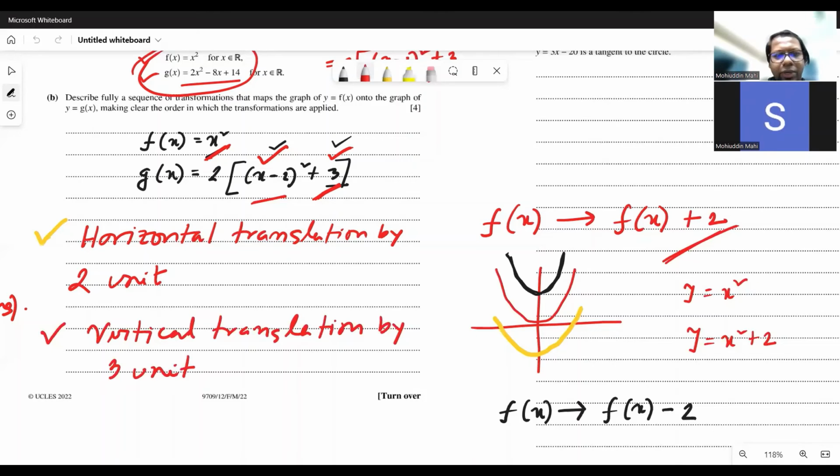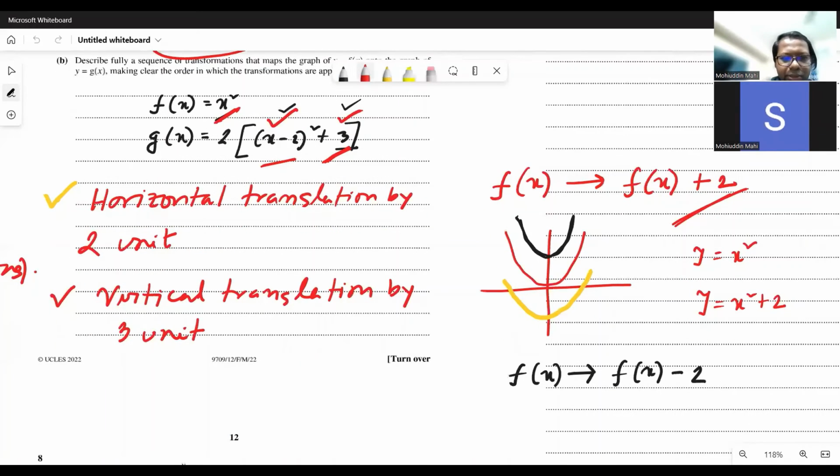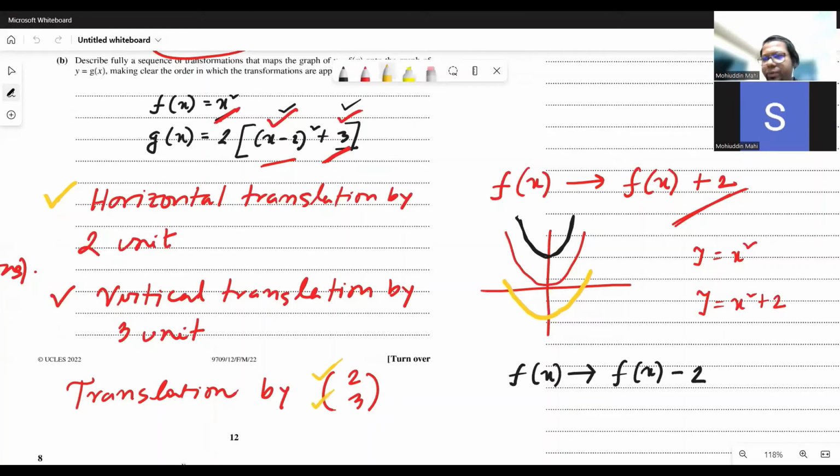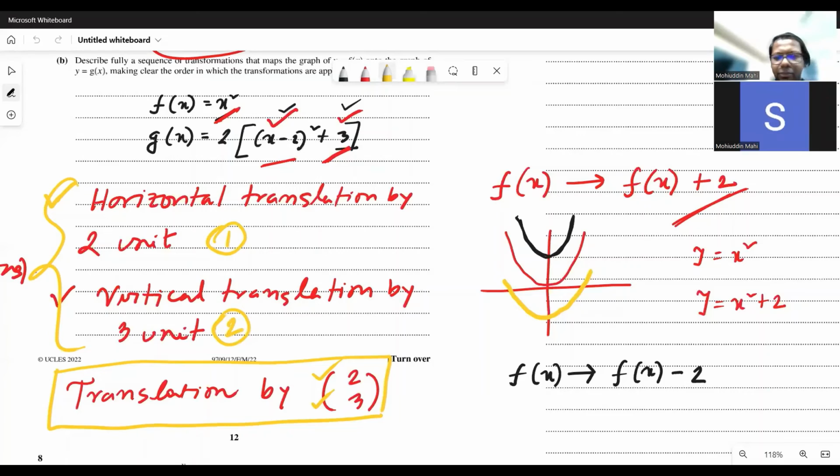Now these two things you can read in a single line. Simply write translation by the matrix (2, 3), which represents horizontal translation by 2 units and vertical translation by 3 units. So instead of writing these 2 lines, you can write it like this, and that will cover the whole thing.